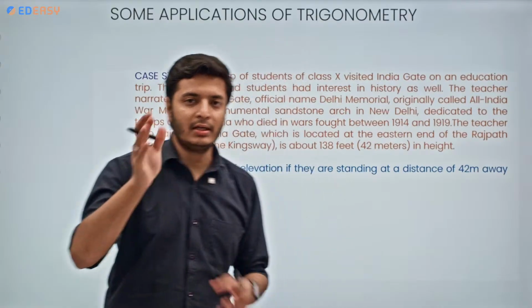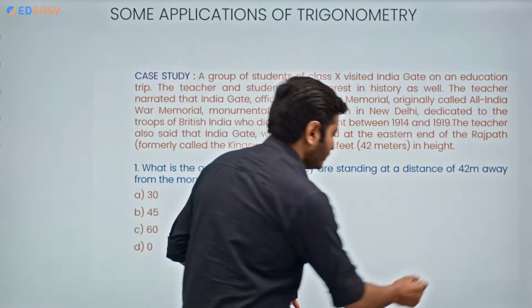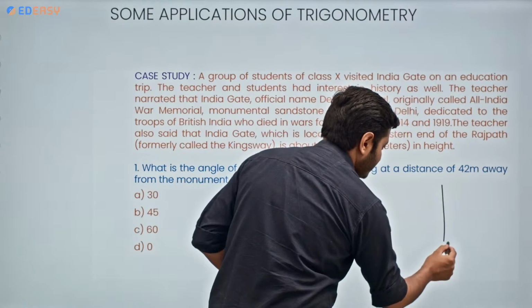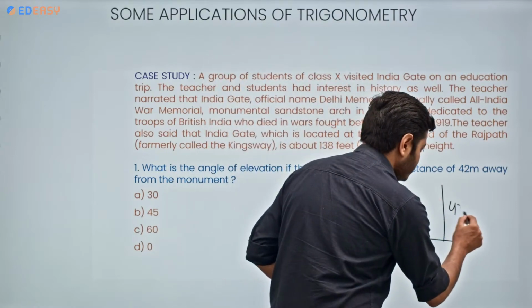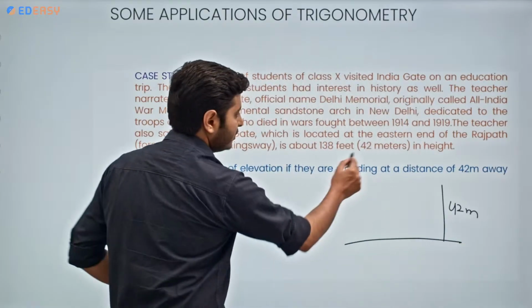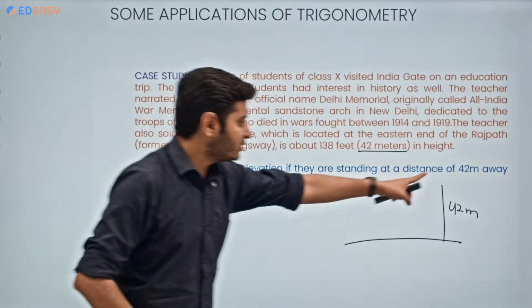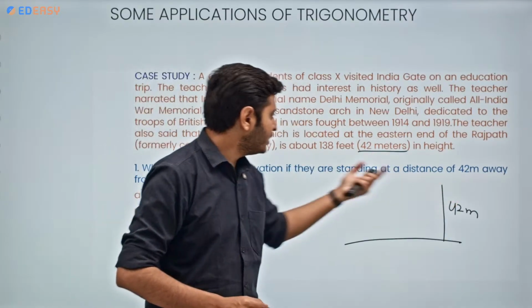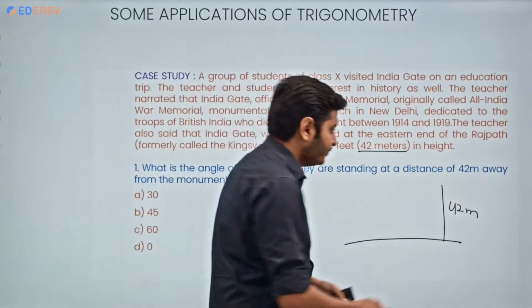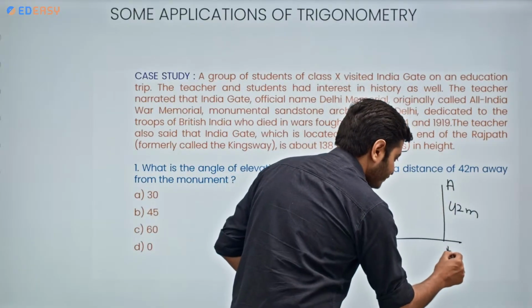To solve these problems, you are going to do one thing. You are going to quickly create a diagram. Suppose here I will be creating the India Gate. This is India Gate. So the height of India Gate is 42 meters as given here. Because we are dealing in meters now, that's why I am using the meters value. If it is given in feet, I will be using that one. Now, suppose this is point A, B.